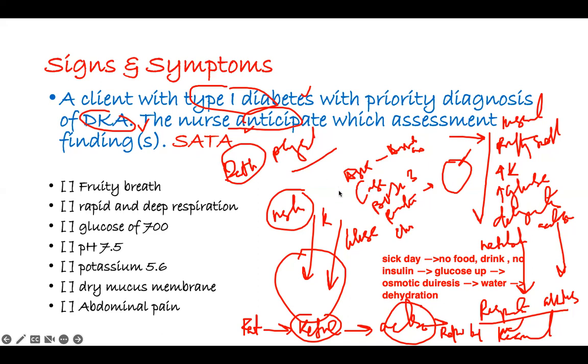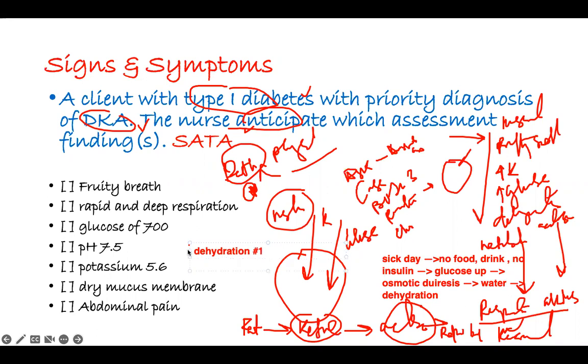Therefore, in order to fix this problem, go back to the pathology and fix the problem. What is the pathology? Inability to put glucose in, and the end result is what? Dehydration. So dehydration is your number one problem. So that is number one.